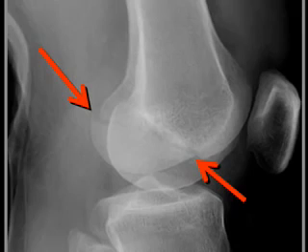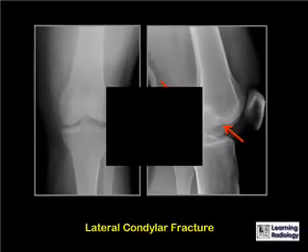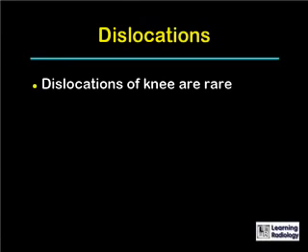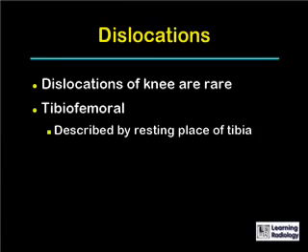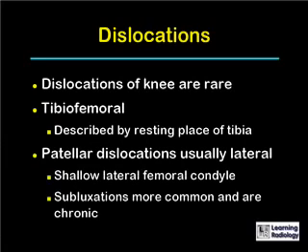Dislocations of the knee are relatively rare. They can be tibiofemoral, and they're described by the resting place of the tibia. They can also be patellofemoral. Patellar dislocations usually are lateral, and that's because the lateral femoral condyle is more shallow than the medial femoral condyle. Subluxations of the knee are more common than dislocations and usually are of a more chronic nature.